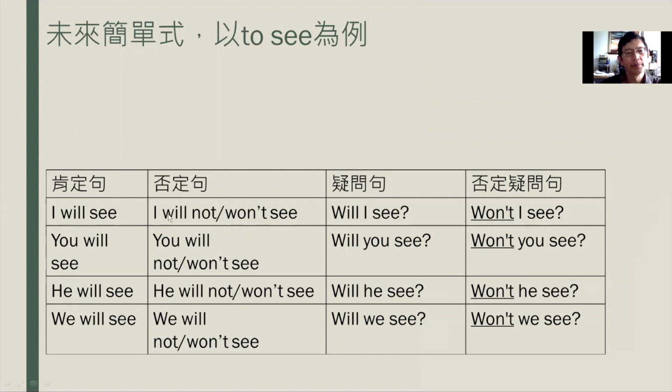Or the opposite would be I will not see, or I won't see. Will I see? That becomes a question. Won't I see? Won't I see him? Will I see him?